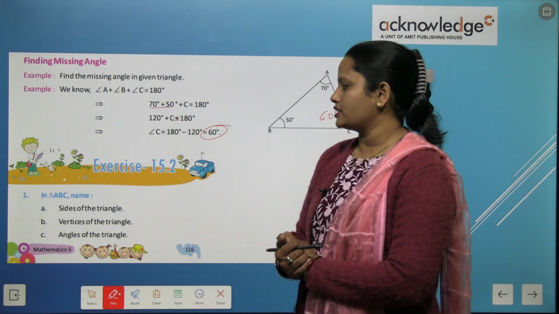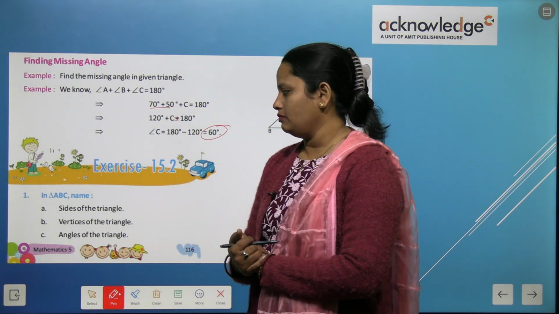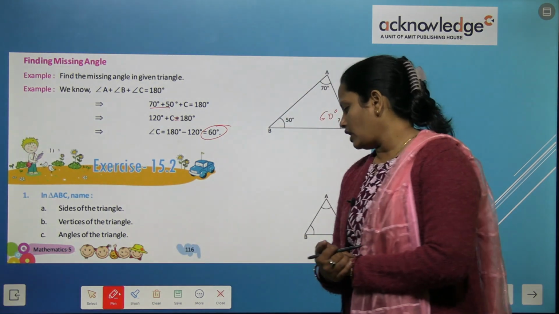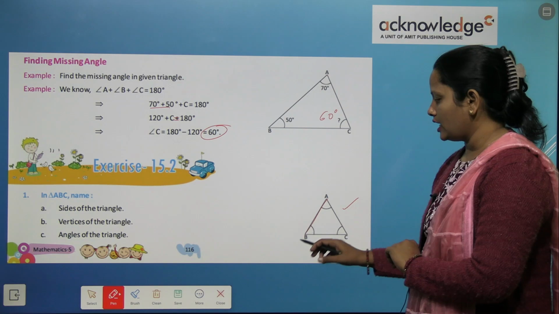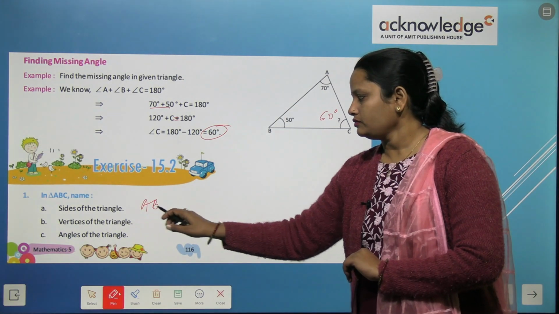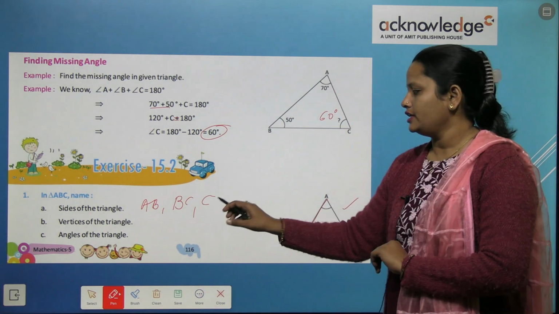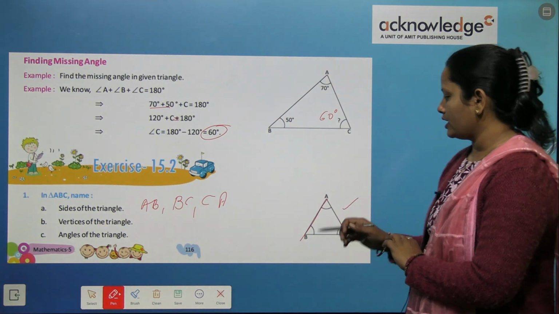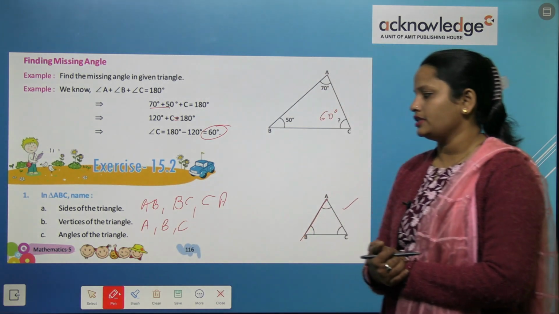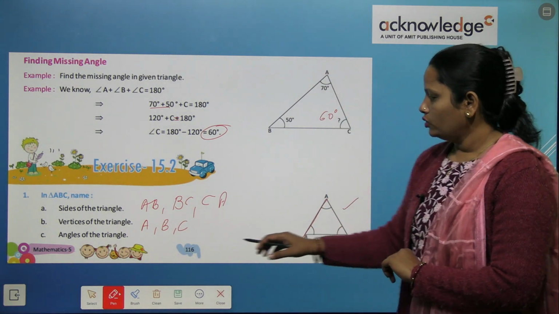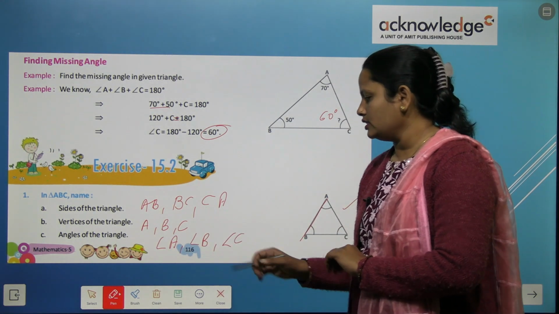Now let's move on to this exercise 15.2. So in triangle ABC, name the sides of the triangle. तो यहाँ पे आपको दिख रहा है कि एक ट्रायंगल बना है, इसके साइड्स बता रहे हैं. तो कौन कौन सा साइड है? साइड है AB, next BC, and next will be CA. Similarly, vertices of the triangle ABC. So vertex का A, B and C. Angles of the triangle बताने हैं आपको, तो आप लिख सकते हो एंगल A, एंगल B and angle C.